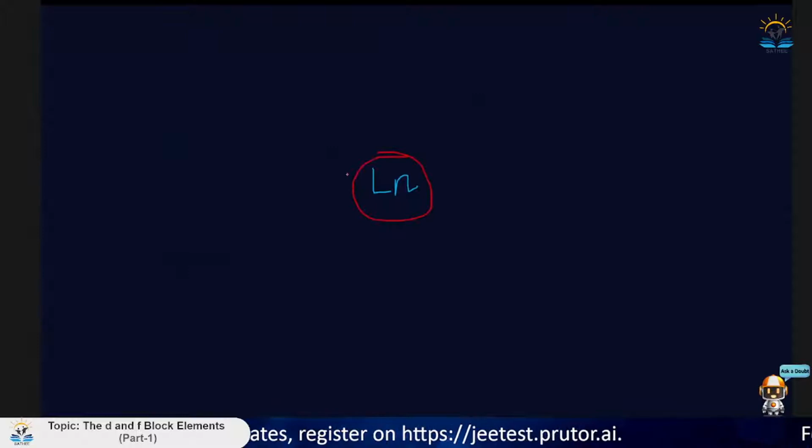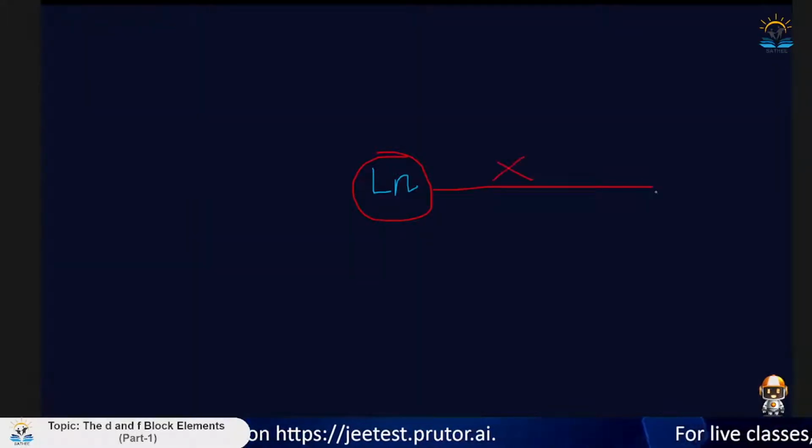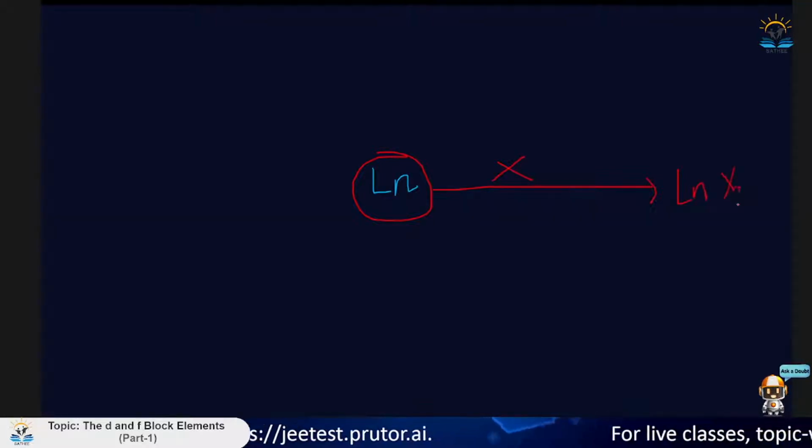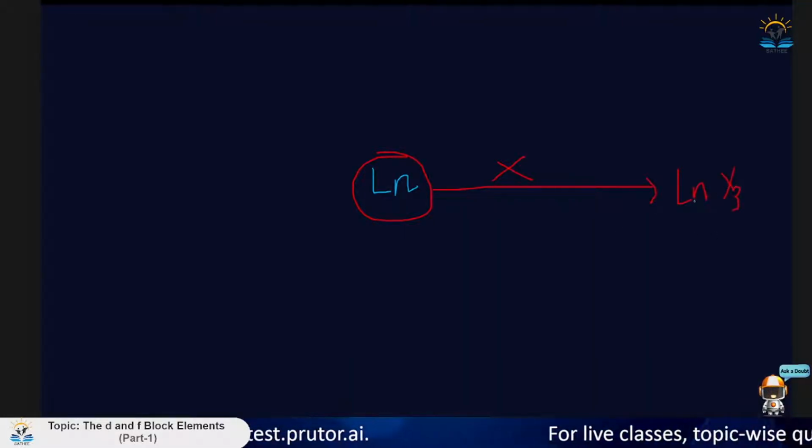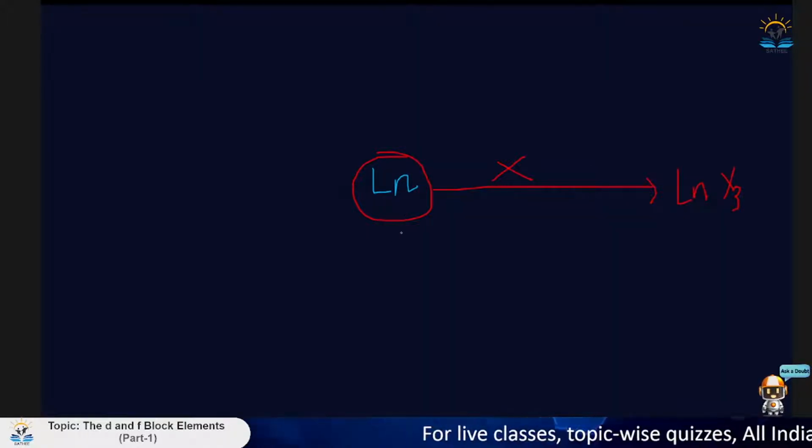Okay, and we have our Ln. Now, if we react it with halogens, X, it will form LnX3, right? And what does aluminium form? AlX3, right?